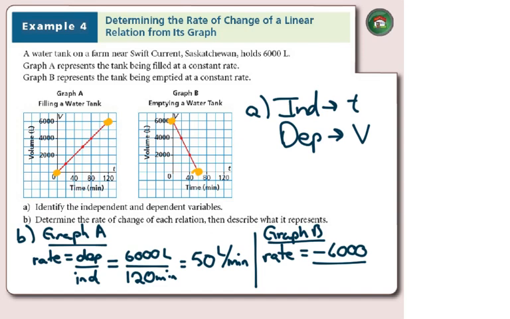How much did the independent variable change? Well, we're halfway between 40 and 80, so that would be 60 minutes. We calculate that out, and we get a value of negative 100 liters per minute. So this tank gets emptied at 100 liters per minute. It gets filled at 50 liters per minute.